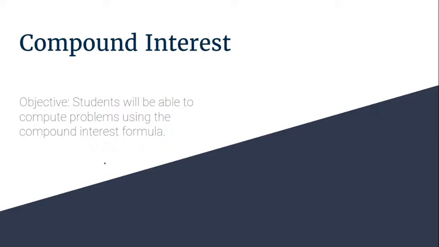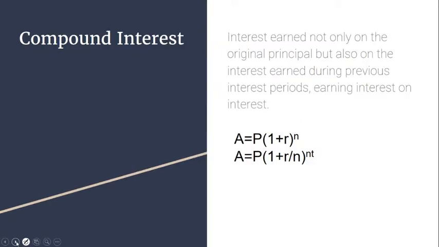By the end of this, students will be able to compute problems using the compound interest formula. Compound interest is the interest earned not only on the original principal, but also on the interest earned during previous interest periods. So you're earning interest on interest.